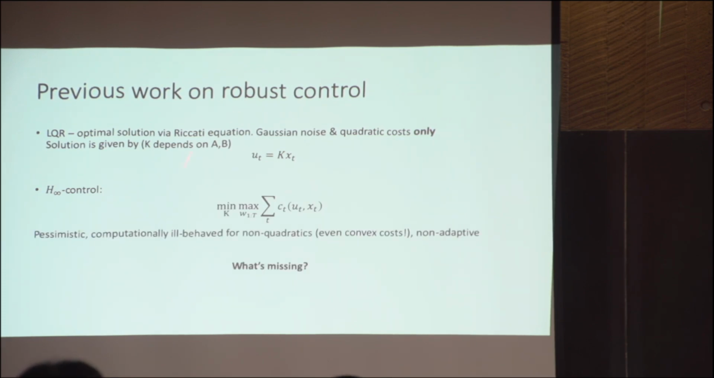So what's missing from these? These are the two main things in control. What's missing? We want general losses, not only quadratics. We want a computationally efficient algorithm, very important, obviously. And we want an optimistic metric that handles worst case noise, but not in a super pessimistic way.